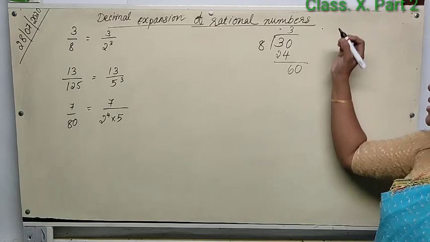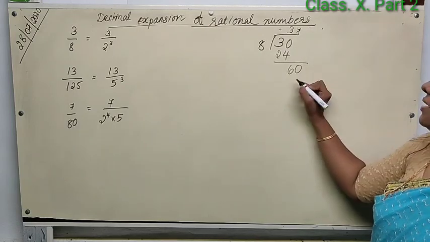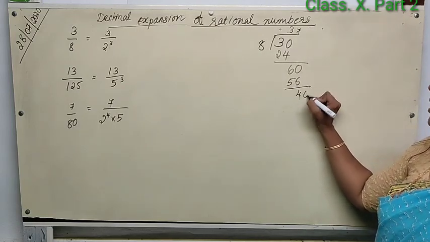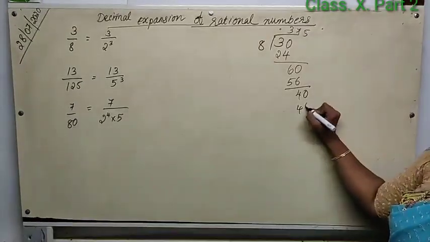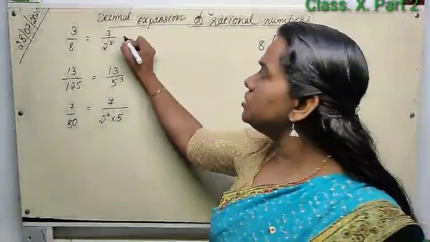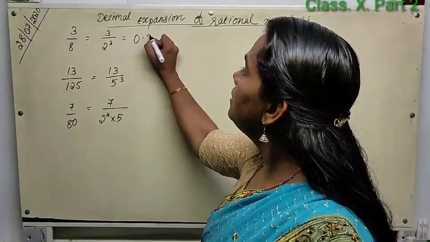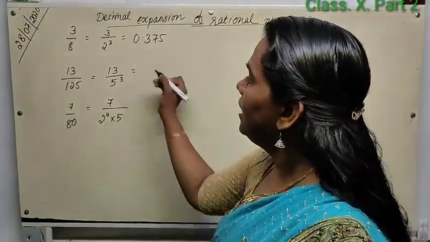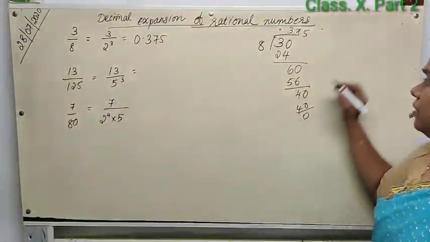We can put a 0. Then 60; 7 times 8 is 56. Then 40; 5 times 8 is 40. The decimal expansion terminates. We get 0.375.